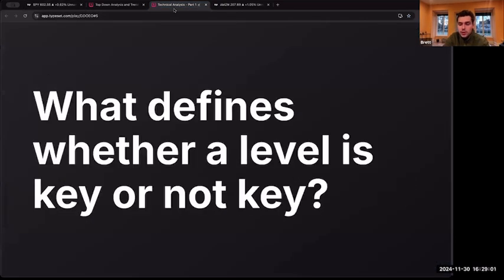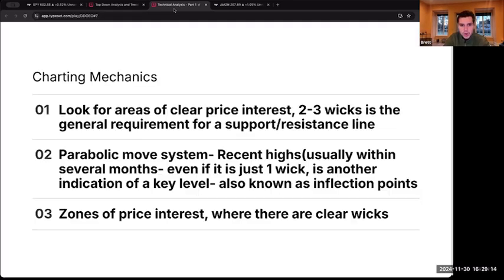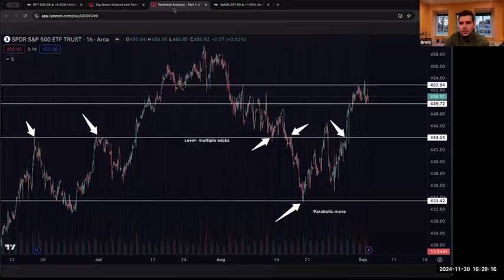So what defines whether a level is key or not, it's based upon the time frame. If it's daily, it's more important. If it's 4 hour, it's less important. If it's 1 hour, it's even less important. If it's 15 minutes, it's even less important, right? So that's the idea. I can go over more stuff here.